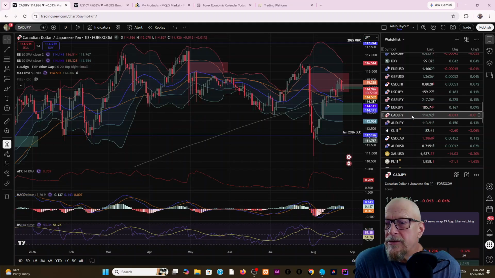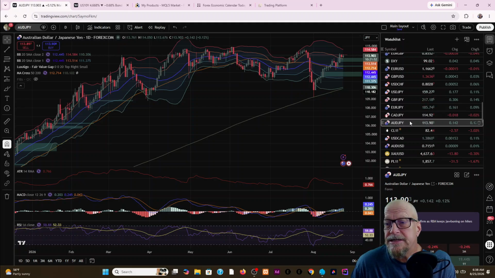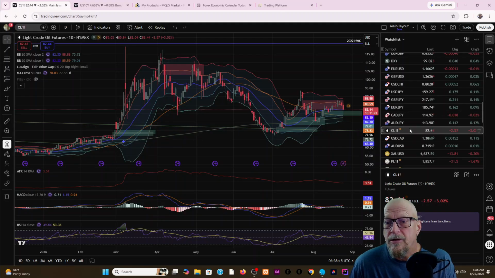Canadian versus the yen often correlates to the oil trade, and look at what I see. Woo! Canadian versus the yen is off, and this is correlating to the oil trade today. Doesn't always, but sometimes it does. Aussie versus the yen, right here, 113.90. Again, just kind of drifting around, 14 pips. And here we have NYMEX crude oil coming off a whole 3% today, so that's awesome. It's down to $82 a barrel. Would like to see it around $60 a barrel, but that's okay. We'll take whatever we can get right now.